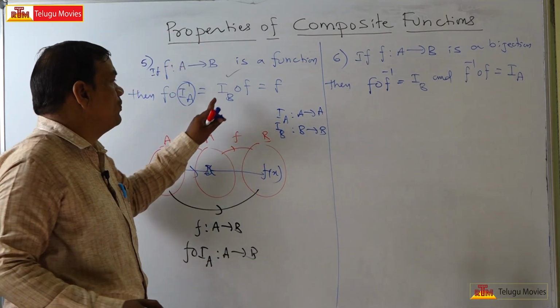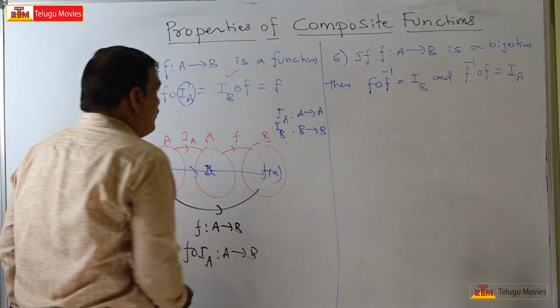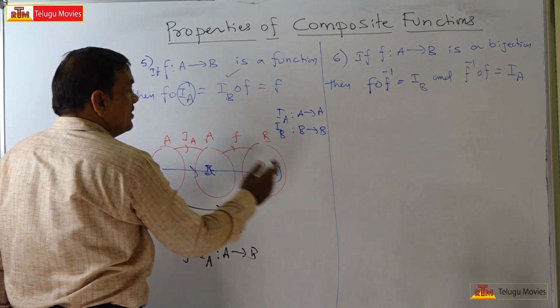Now coming to how to prove IB circle F. First here, from this also I will put that from A to A.